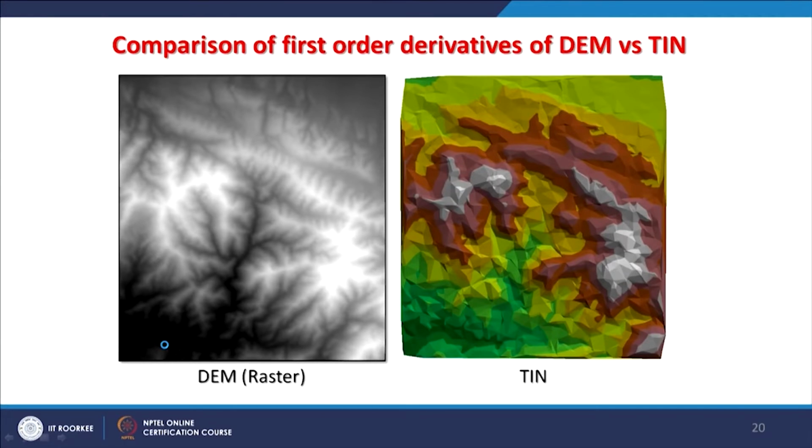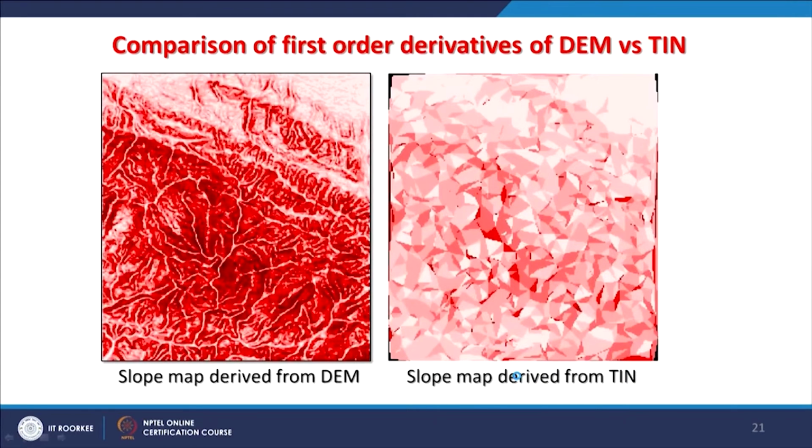Now I have done some comparison of first order derivatives using TIN and DEM. And what are the variations which we will be seeing? This is very interesting. What I find is that when I derive first order derivatives, the boundary issues will always come with the TIN. So that is one very important thing. Now this is the first order derivative, the slope.